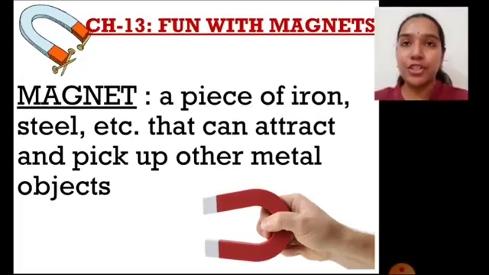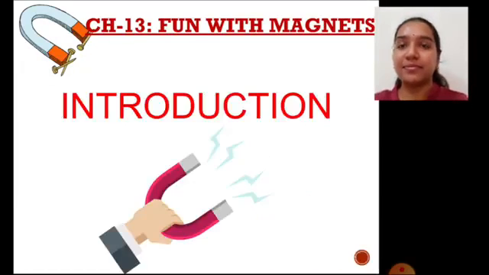Beginning with the definition of a magnet. A magnet is a piece of iron, steel, etc. which has the property to attract and pick up other metal objects. This is the definition of a magnet. Let us see an introduction to this chapter.